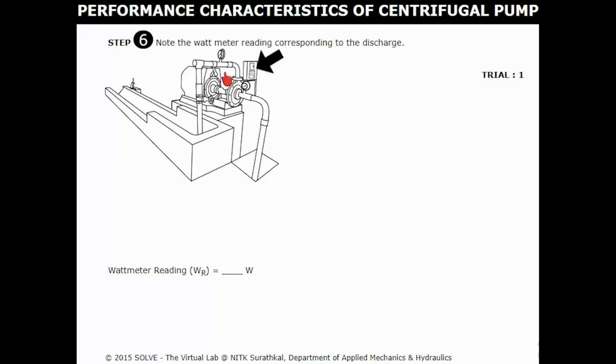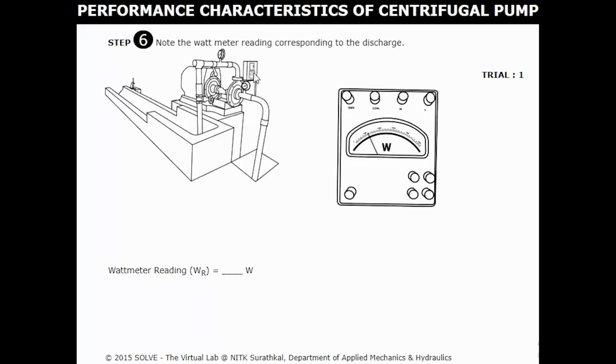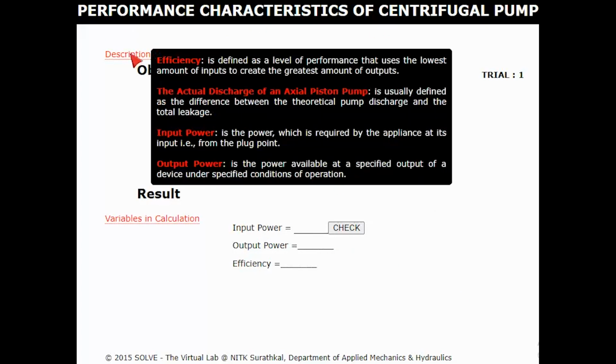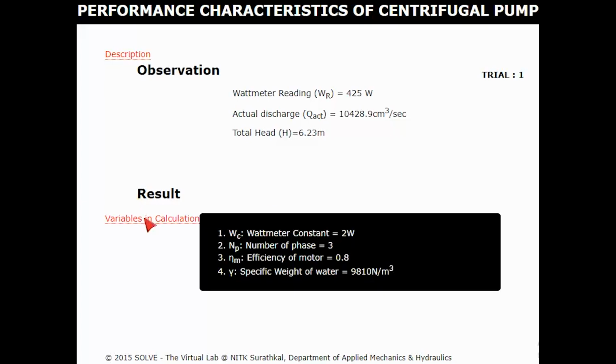Click on the watt meter to get the watt meter reading. These are the observations for the current experiment. Click on the description to know the details. These are the variables for the calculations.